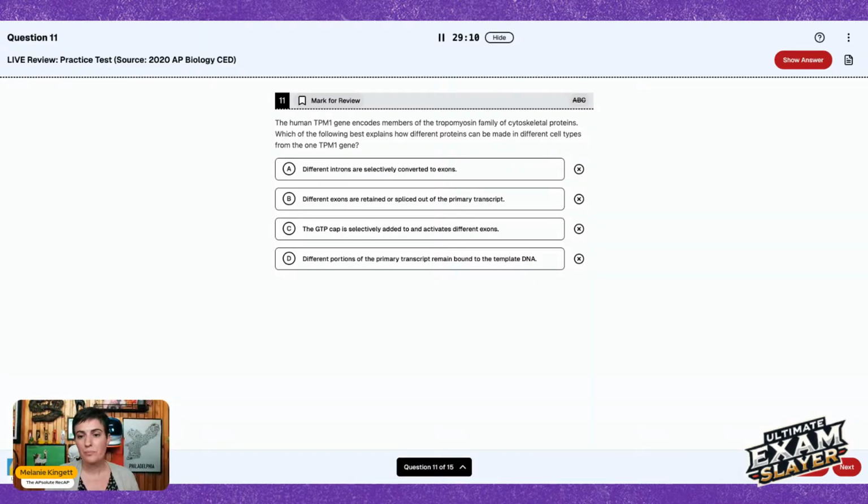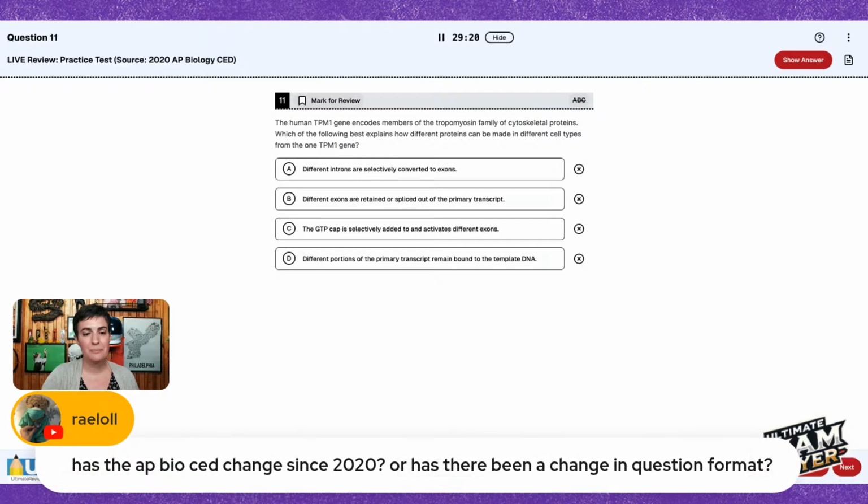All right. We are all over the place in the chat as an answer to this. Before we get to this answer, I want to address one of the other questions I just got. Has the CED changed since 2020? No, it's changing next year.